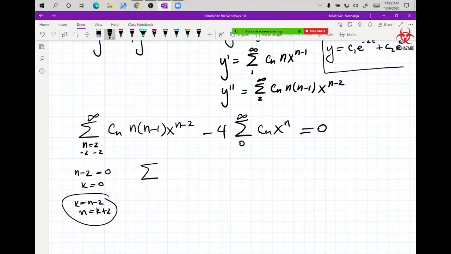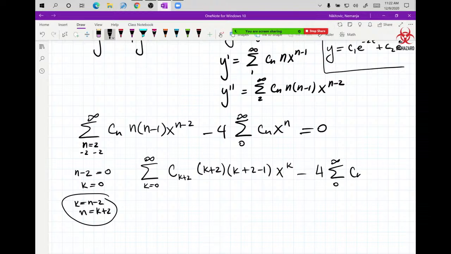So we have the summation, k starts at 0, goes to infinity, and then instead of having c_n, I have c_(k plus 2). And then instead of n, I have k plus 2, and instead of n minus 1, I have k plus 1, right? Because it would be k plus 2 minus 1. Let's write it that way. And then x, we know that n minus 2 is k, and then minus, this one stays exactly the same.